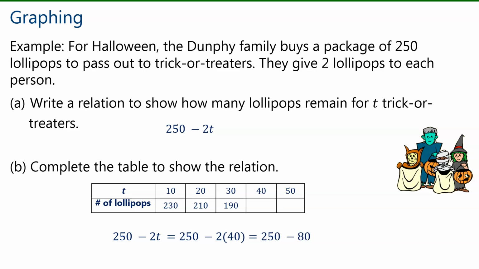2 times 40 is 80, giving us 170 lollipops left. And if there were 50 trick-or-treaters, 250 minus 100 gives us 150 lollipops remaining.